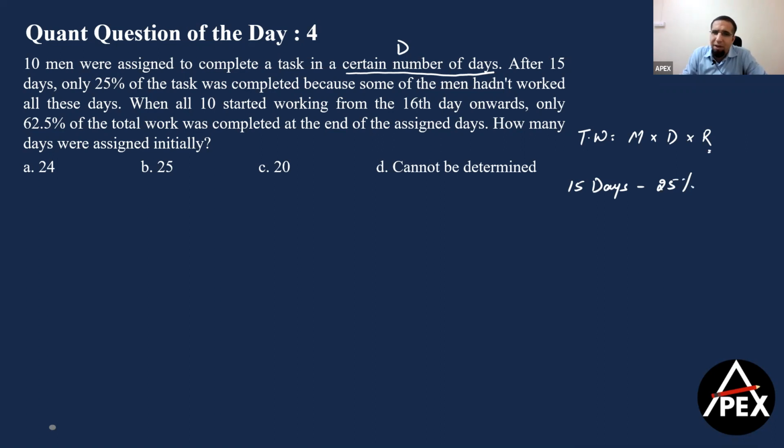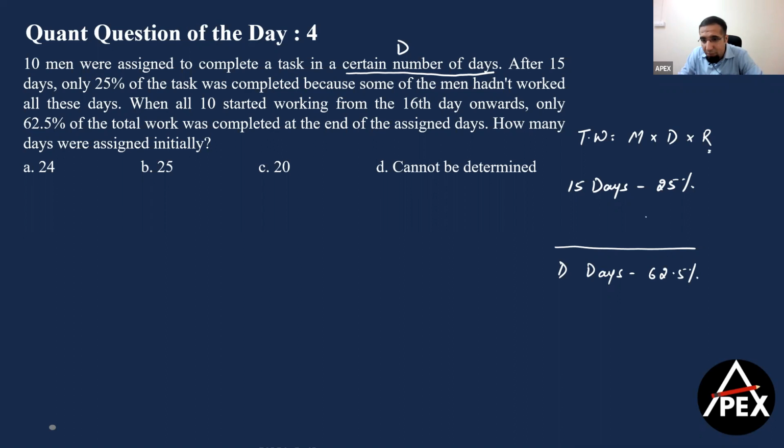That was because some men had not worked on these days. So for these 15 days, all the 10 men did not work. When all the 10 started to work from the 16th day onwards, only 62.5% of the total work was completed at the end of assigned days, which means at the end of D days, okay? A total of 62.5% of the work is over.